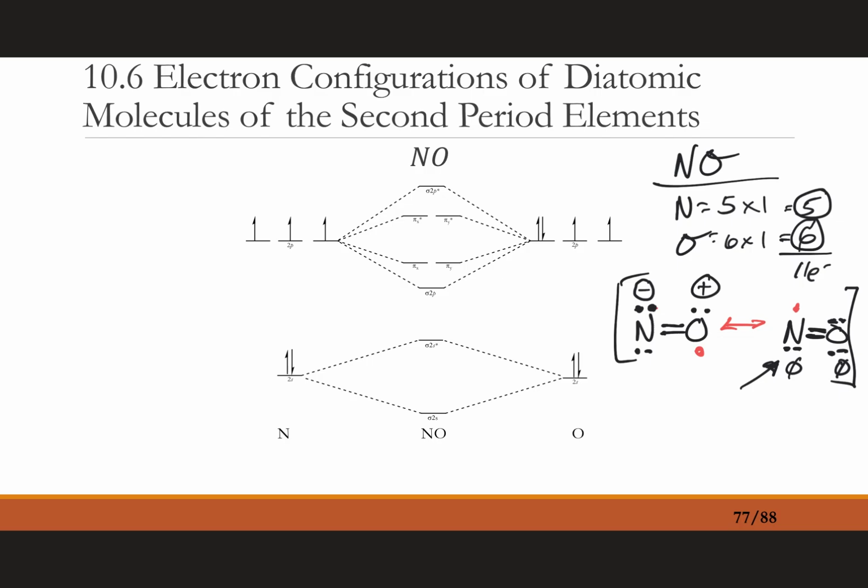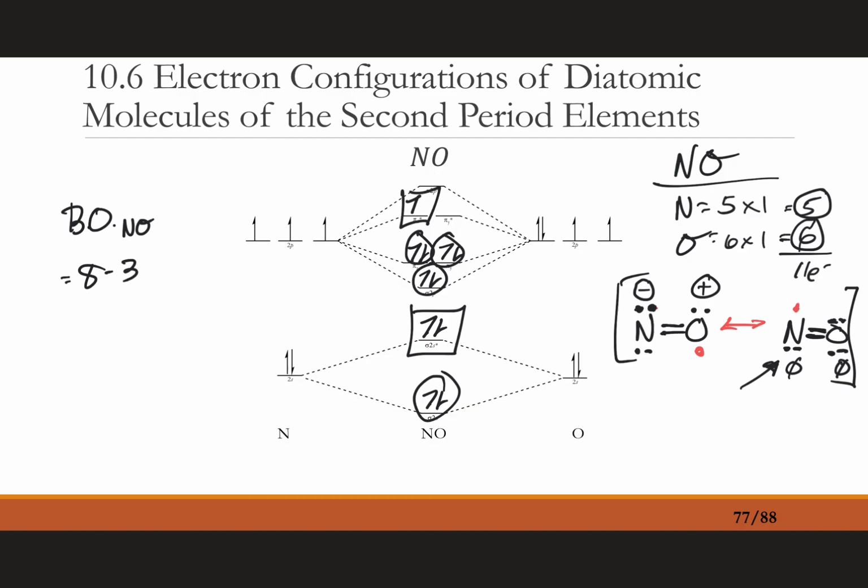But let's go to the molecular orbital diagram for NO. We've got 2, 4 from those electrons. All right, and then we've got 3 plus 4 is 7. Again, it does add up to 11. So 1, 2, 3, 4, 5, 6, 7. Now the bond order for NO is going to be equal to 2, 4, 6, 8 minus 2 and 3. And so it's actually 2.5 bonds.